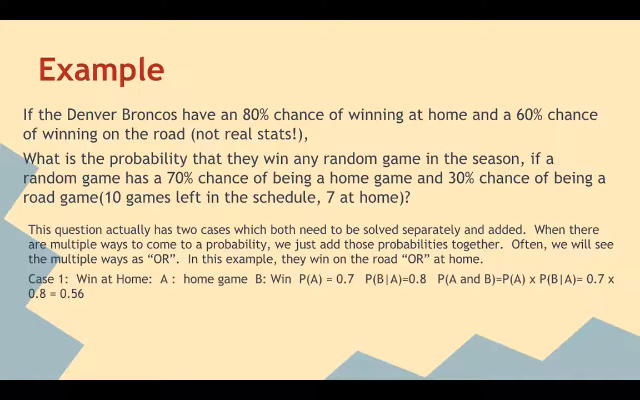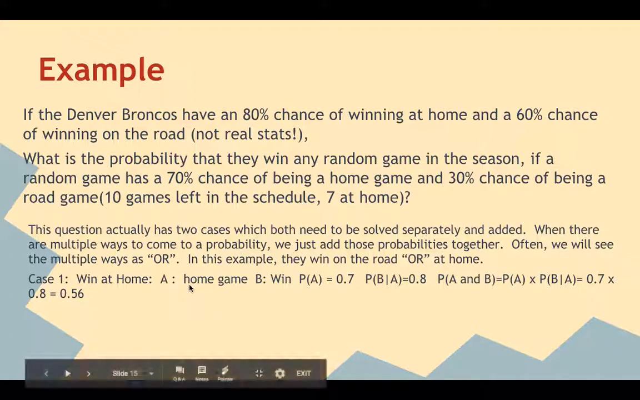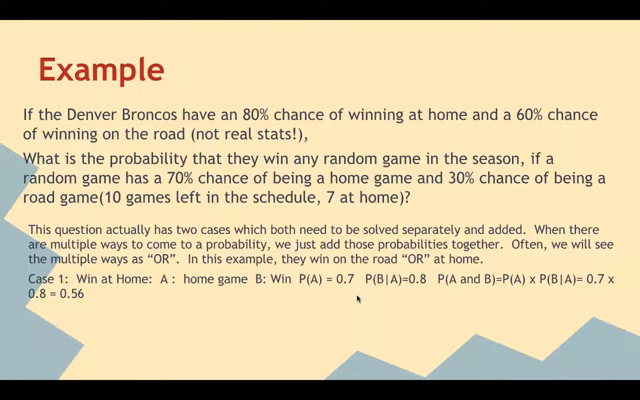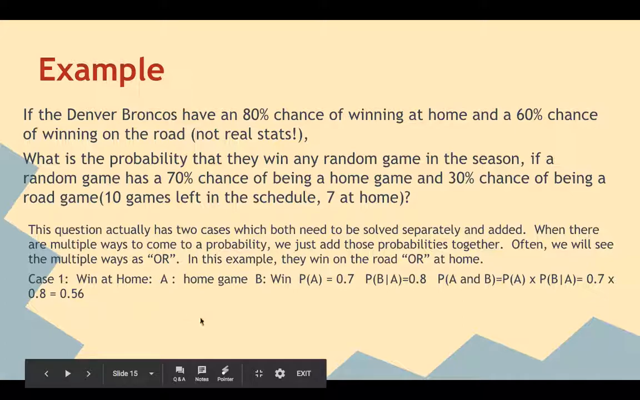And so the first case, winning at home: A is the event of a home game, B is the event of a win, given it's at home. We know that we have a 70% chance of it being a home game and 80% chance of winning at home. We can do 0.7 times 0.8, which is a 56% chance of winning at home.